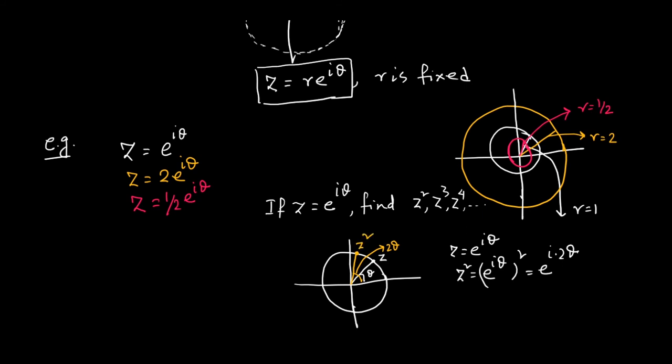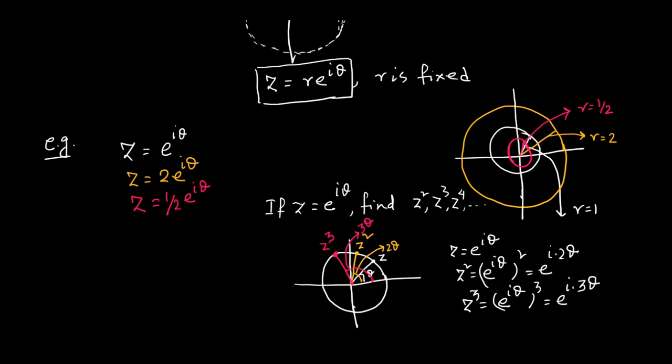Now if we find out z cube, what will be z cube? z cube will be e to the power i theta whole cube, that is equal to e to the power i into 3 theta. So again, this will be plotted on the same circle, because here also the radius is 1, but the angle is now 3 theta. An angle 3 theta will be something like this. Say this angle is 3 theta. So this is my z cube. This is z square, this is z cube.